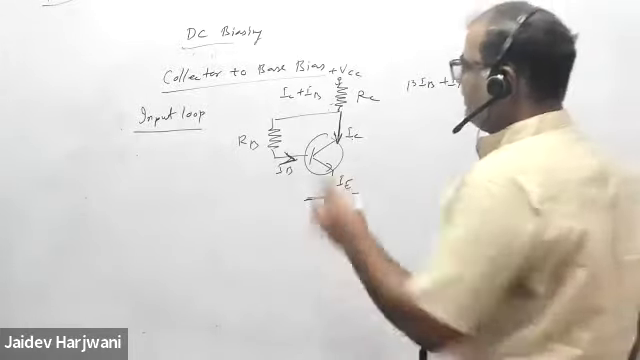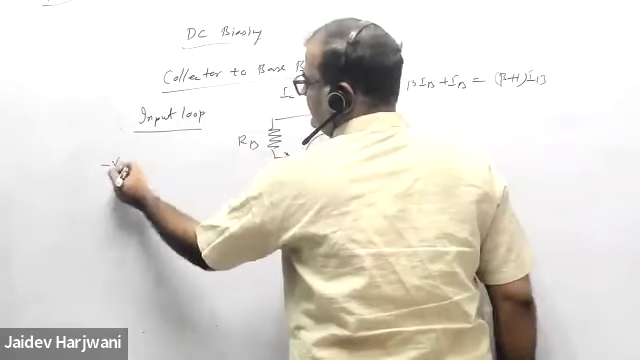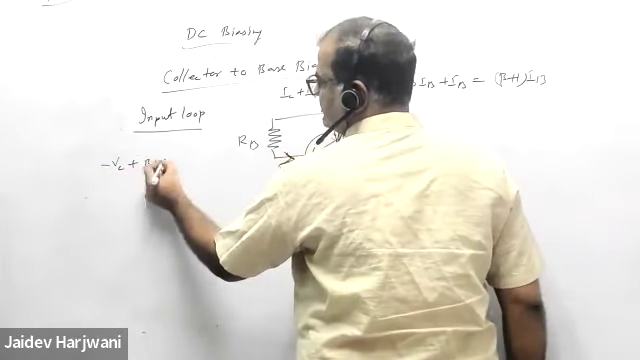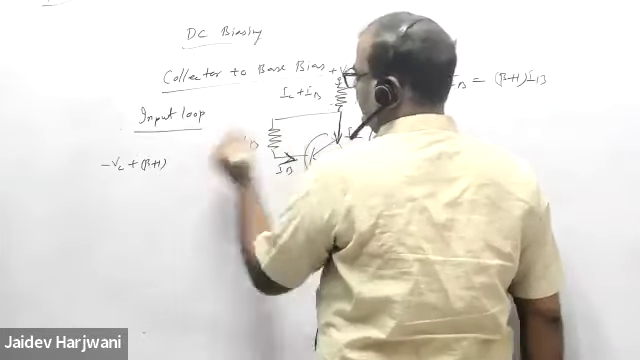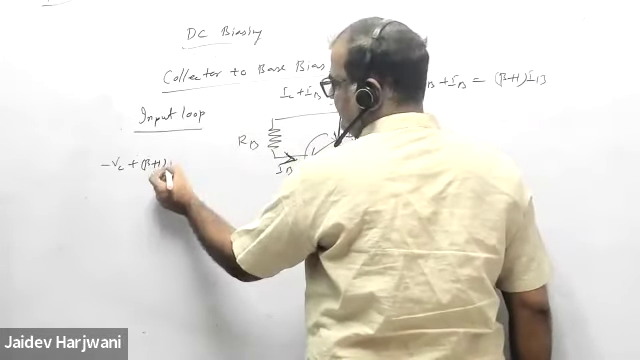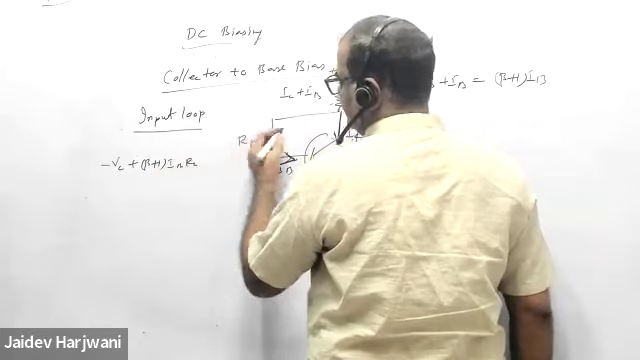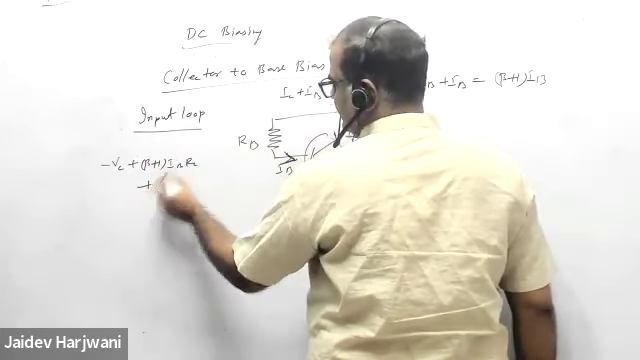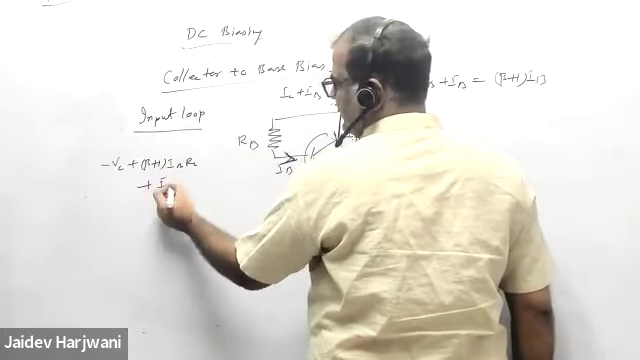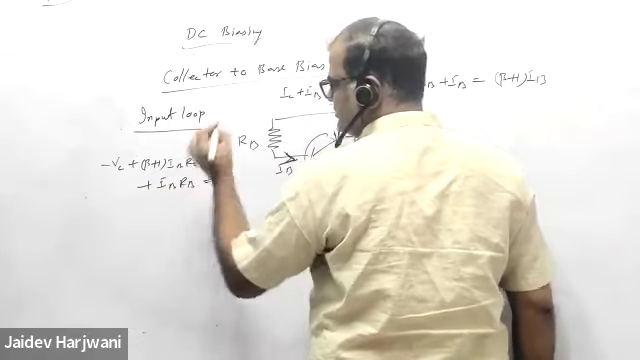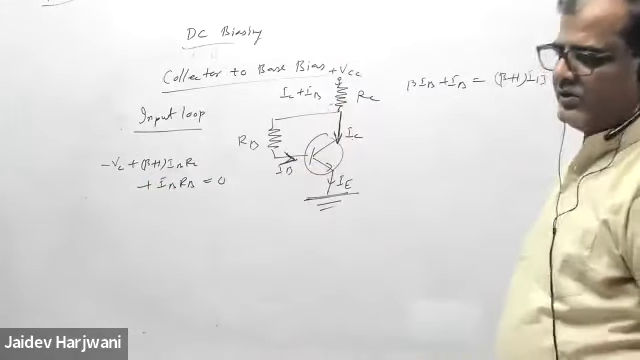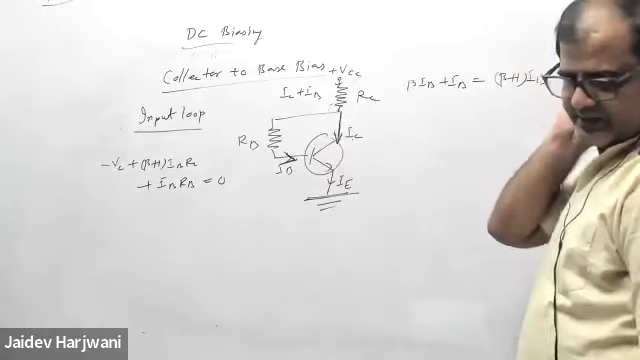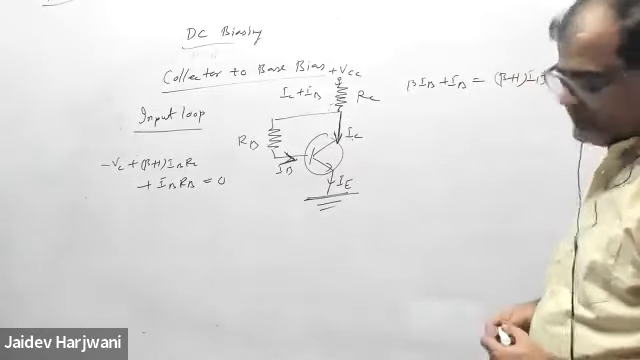So this is beta plus 1 IB. Now minus VCC plus beta plus 1, RC, IB, and now this is beta IB plus RB equals 0. Is this point clear to everyone?